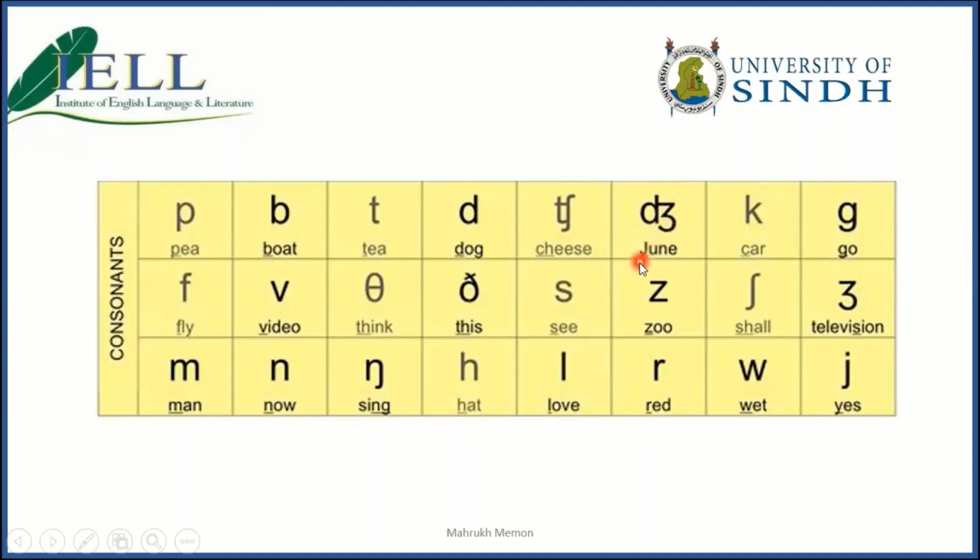It sounds like j, as in June, as in jump, as in jelly. All these words have the j sound. We are not concerned with the spelling. The word might have j, the word might have g, but what matters is whether the sound is j. G is different. G might also come for the j sound.